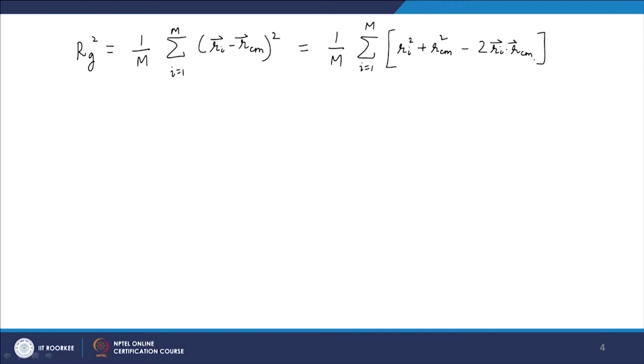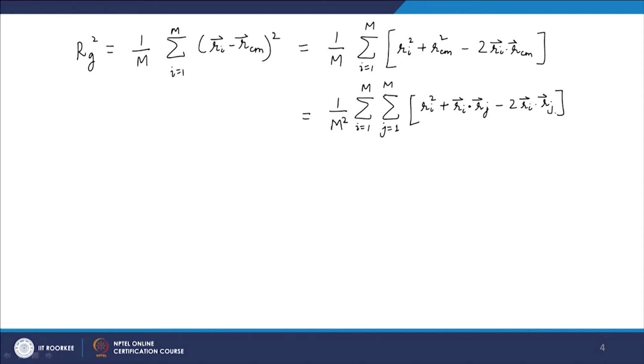and then what I am going to show is this will be equal to 1/M squared, sum over i from 1 to M, sum over j from 1 to M, of Ri squared plus Ri dot Rj minus 2 Ri dot Rj.